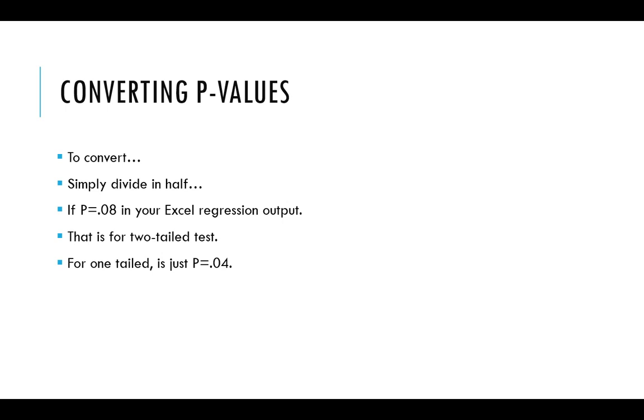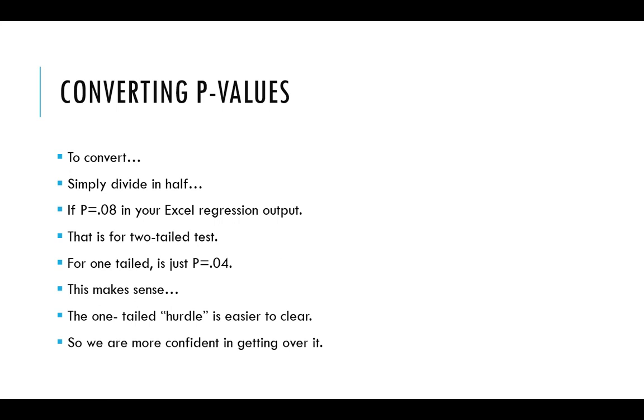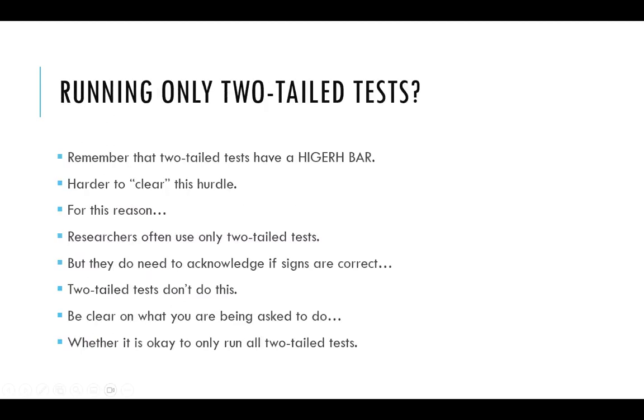So look at that. For a two-tailed test, something might not have been significant at the 95% level, but for the one-tailed test, it is significant at the 95% level. Remember, the bar is lower. And this makes sense, right? Since the one-tailed hurdle is easier to clear, we're more confident in getting over it. So the probability that we think we've made an error or we missed it goes down because it's easier to clear. But again, you have to think carefully about what results it is that you need to present.